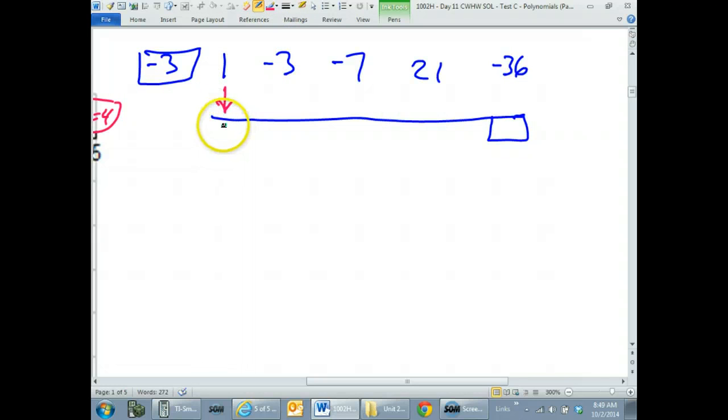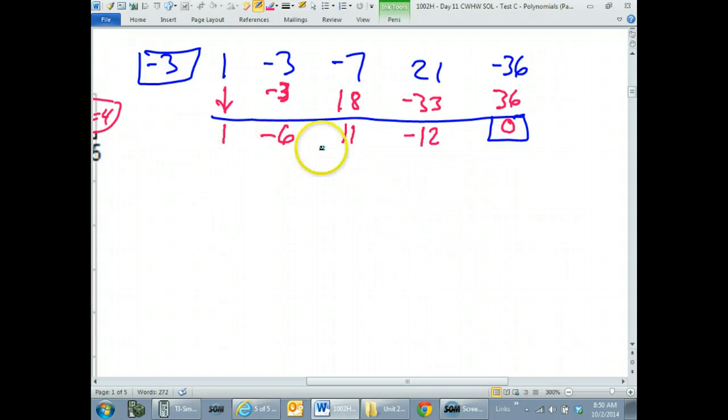here I go. So I got 1, multiply, I get -3. Add, I get -6. Multiply, I get 18. Add, I get 11. Multiply, I get -33. Add, I get -12. Multiply, I get +36. Add, I get 0. Alright, so far I have this.